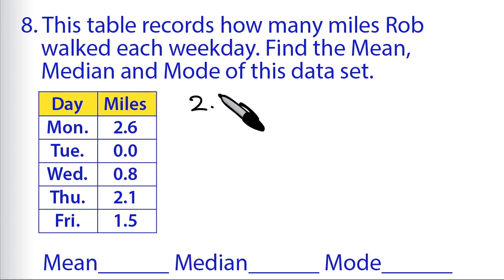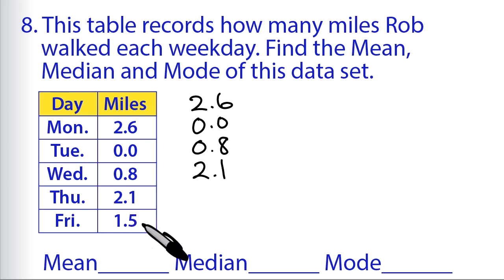So we have 2.6, 0.0. It won't affect the total, but we'll put it in anyway. 0.8, 2.1, 1.5. And if you've never added up a column of numbers that have a decimal place in them, you line up the decimal places because that will line up the ones place. In this case, they all just have 1 digit after the decimal place, so it's easy to line them up. But if some of them had more digits, you would line up by the decimal place. And then you just add as normal, but remember to keep the decimal place in the answer.